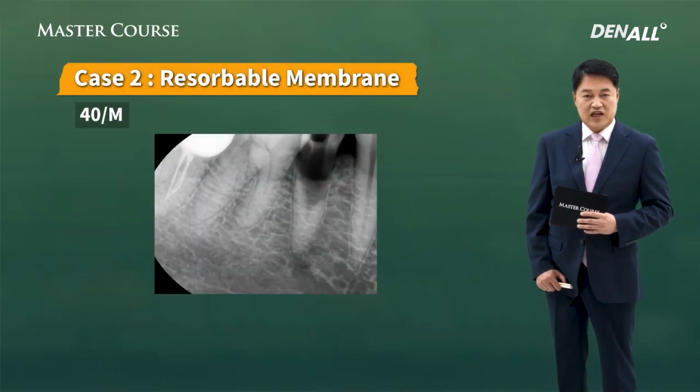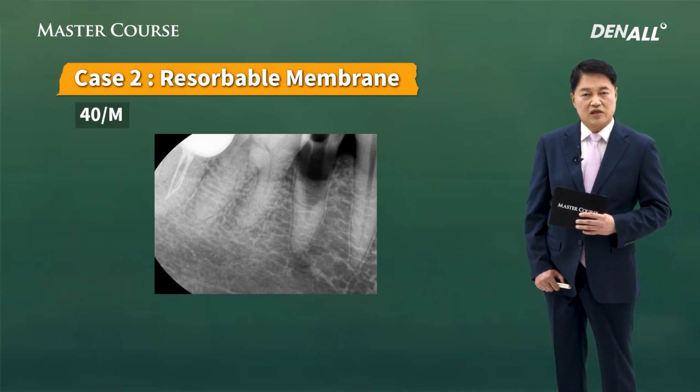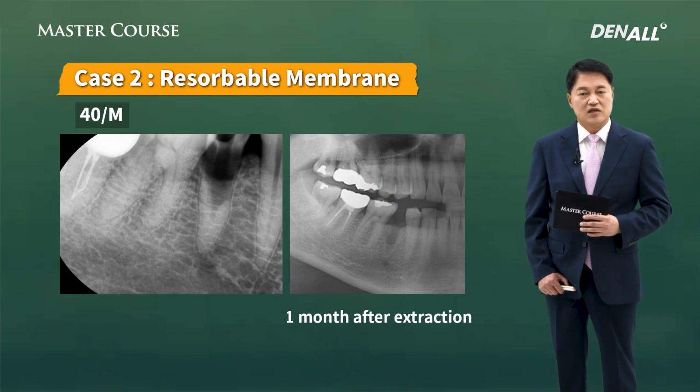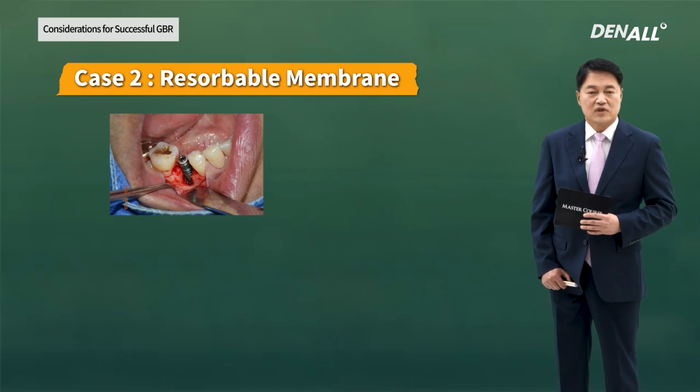Root caries caused the root fracture, and extraction was done. This is a 40-year-old male patient, and after extraction, the patient experienced a lot of discomfort and wanted an implant as soon as possible. And after 1 month, implant placement was planned. When the patient came back a month later, this is the image then.